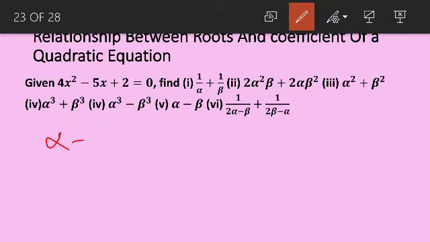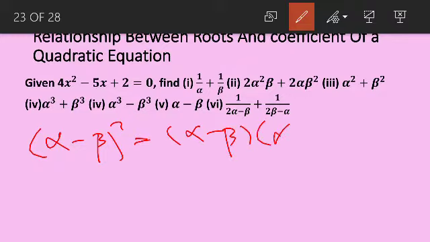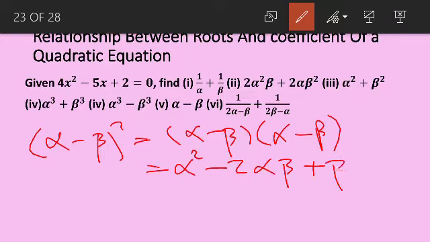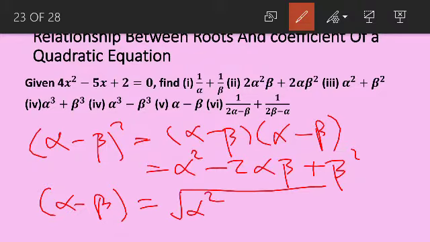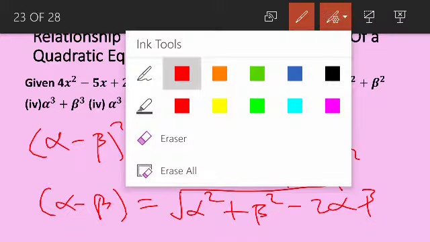We have alpha minus beta. We can get it from alpha minus beta squared, which we know when we open the bracket, we are going to get alpha minus beta into alpha minus beta. So opening the bracket here will give us alpha squared minus 2 alpha beta, then plus beta squared, which means that your alpha minus beta can now be the square root of alpha squared plus beta squared minus 2 alpha beta. That makes it easy.